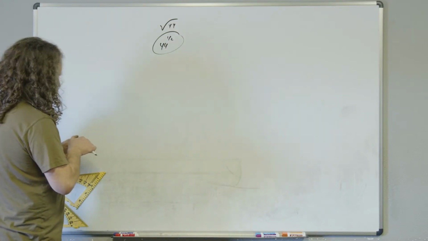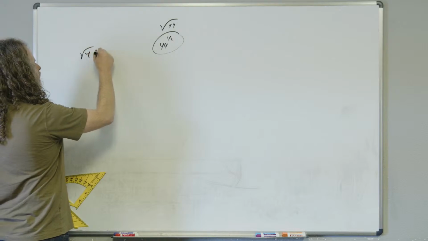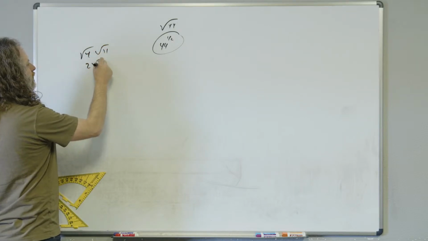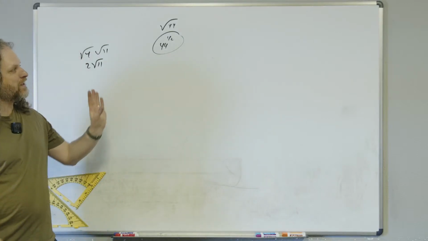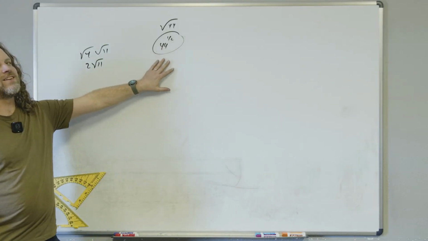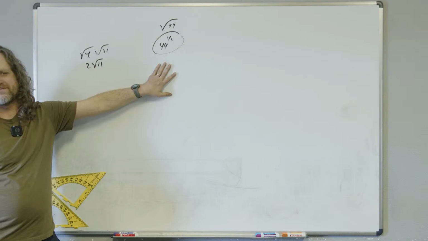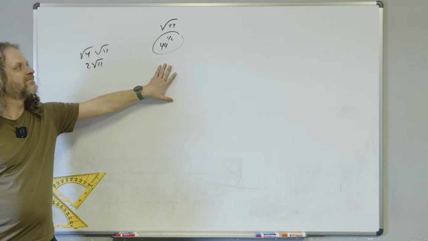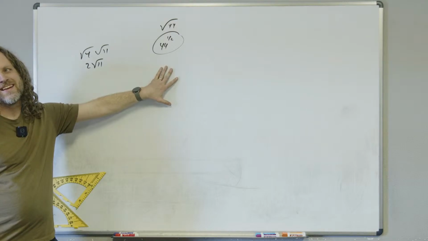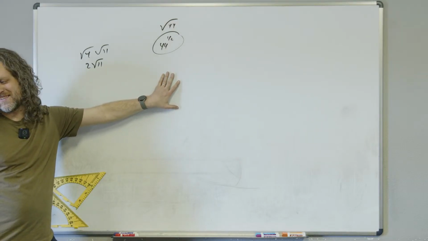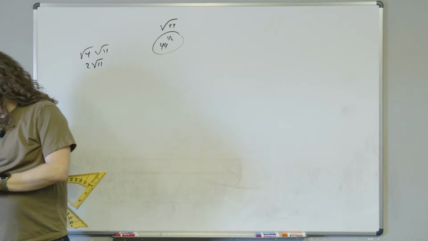We could simplify it by going square root of 4 times the square root of 11 and turn it into 2 times the square root of 11, but that would be the best simplification we could get and keeping it exact. But that's not what the instructions say. The instructions say to do this. Yeah, I got 22. Well, 22 times 22 is not 44. That's true.